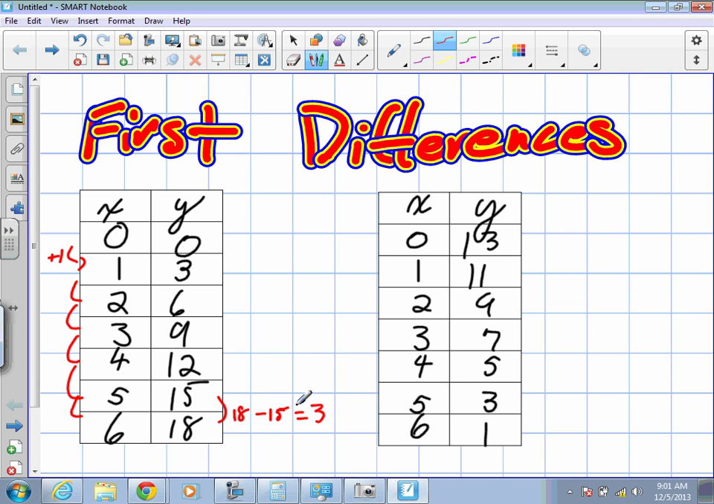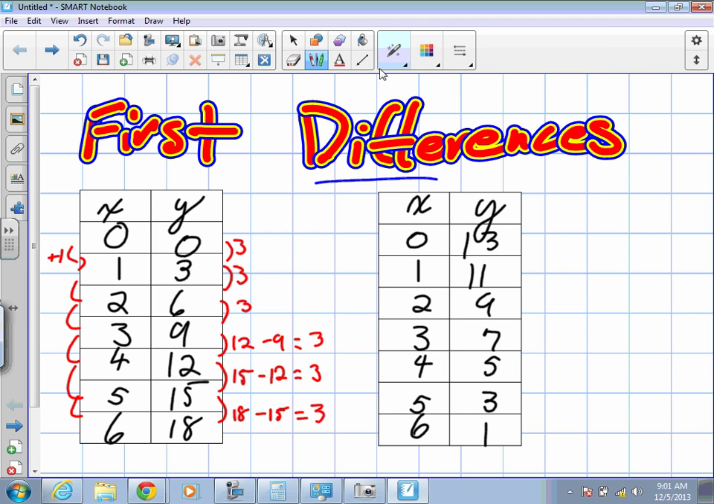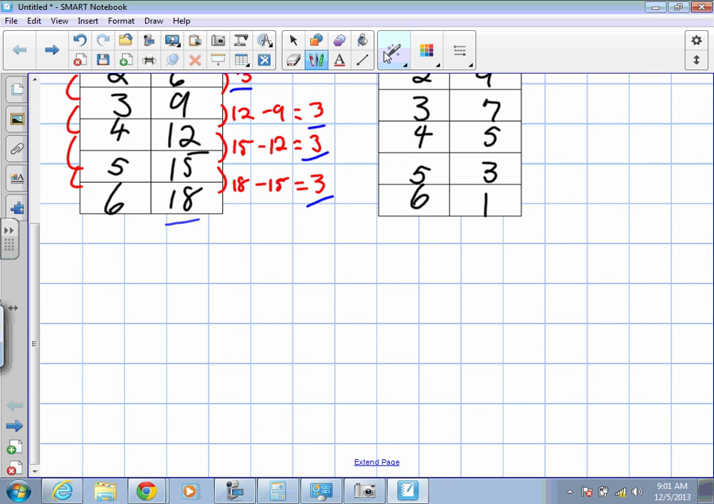The positives and negatives are actually very important because they're going to help us build an equation. The next one, we do 15 subtract 12. 3. Very good. So you've already started to notice that the pattern is 3. What I mean by first differences is the first time we subtract our y values. If they're all the same value, that means we have a linear relationship. So this is linear.